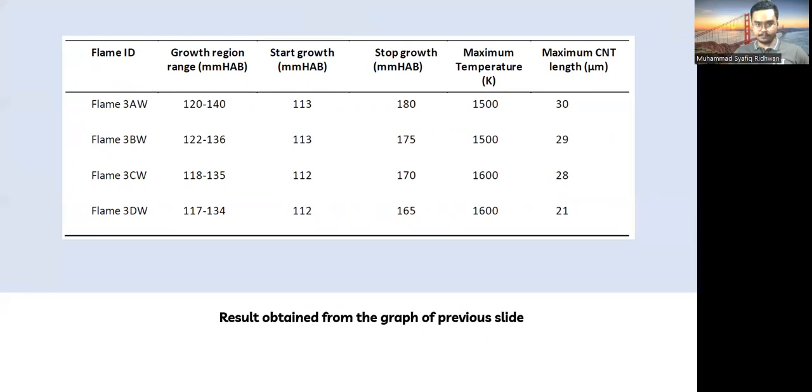Increasing the oxidizer also affects the temperature of the flame. As you can see, the growth region is at 120 millimeter HAB to 140 millimeter HAB for flames 3AW and 3BW, 122 to 136 millimeter HAB for flame 3CW, and 118 to 135 millimeter HAB for 3DW, 117 to 134 millimeter HAB. So that is the growth region.